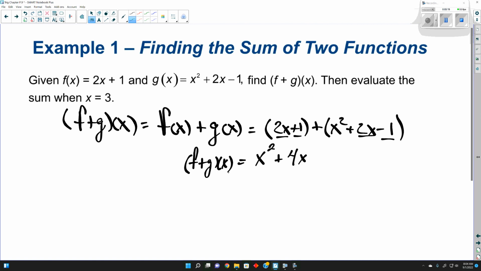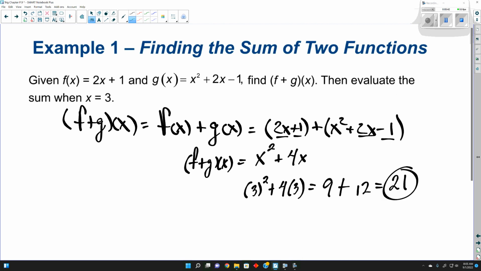So we found f plus g of x. Now we just need to evaluate it when x is 3. So it's just plugging in 3 for x, yes? And for us here, that's just taking 3 squared plus 4 times 3. 3 squared is 9, 4 times 3 is 12, so this here is 21. And we could have plugged that into a calculator and it would have told us.